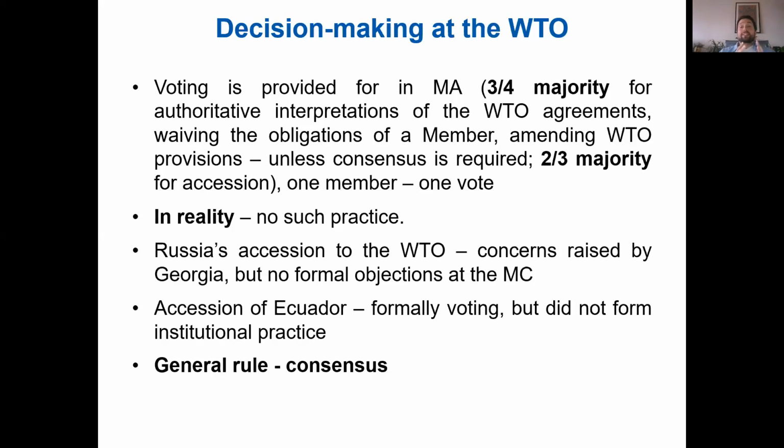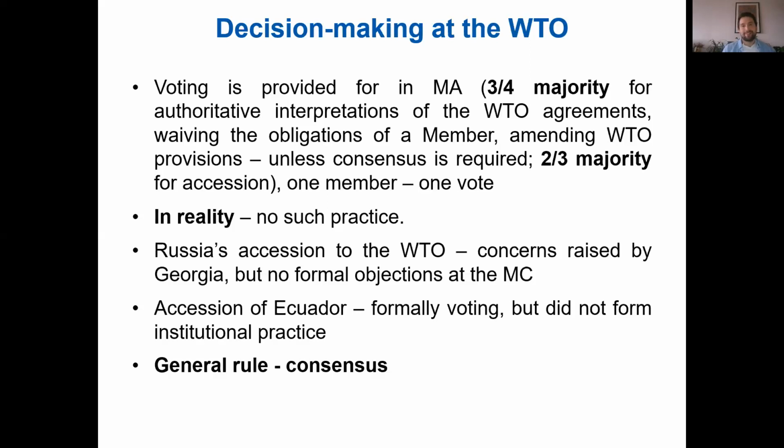And when I say that there has never been a situation of voting within the WTO, I should say that there is one caveat that shall be added. Some time ago, when all this Russia-Georgia discussion was very hot, the press was saying that it should not be a problem to vote for the accession of Russia because there has been a precedent of voting, and it was the accession of Ecuador in 1995. If you check the protocol of accession of Ecuador of 1995, indeed you see that the protocol mentions that it has been approved by two-thirds of the WTO members.